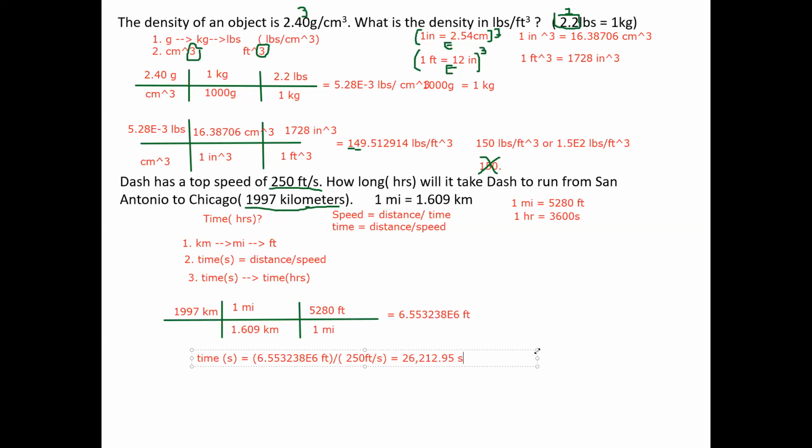And in the last step, we just need to convert seconds into hours. 26,212.95 seconds. Now in our empty train track, to the top left is seconds, so that goes on the bottom in our conversion, and hour goes on top.